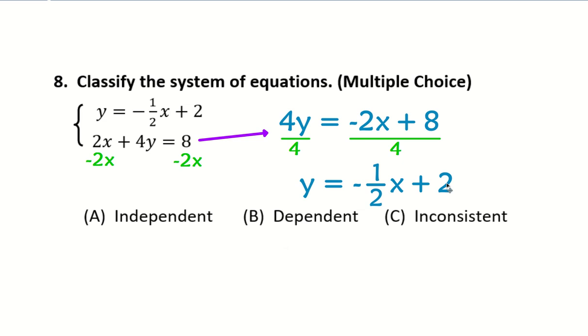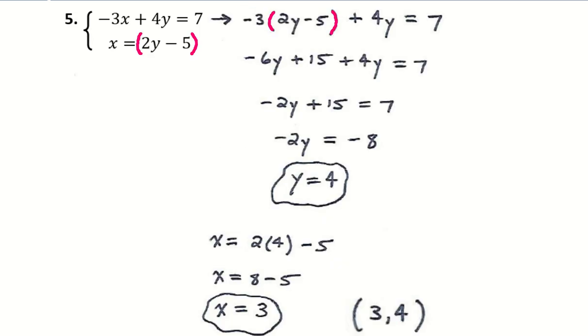If you would have ended up with a +7 here, or a -3, but still the same slopes, that would have been parallel lines, and you would have chosen C. If you would have gotten two equations with completely different slopes, like this would be -1/2 x + 2, but this would have been -5x + 2, or -5x - 3, or +4x - 6, whatever, two completely different slopes, then you would have chosen A, independent. So, that's what you got to be able to do for the test.